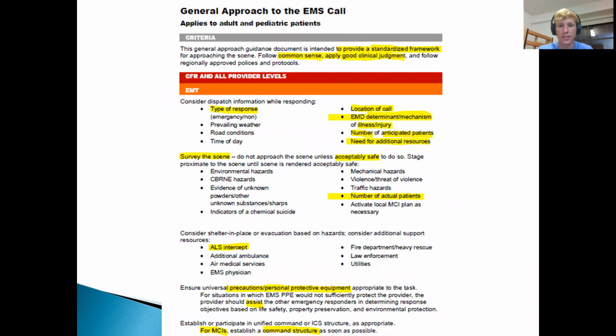As a general approach, this is as per the protocols. I've highlighted sections that I think are important. Type of response, patient call, mechanism of injury or nature of illness, number of anticipated patients, and additional resources. Survey the scene, make sure it is acceptably safe to do so. Consider any biological and environmental hazards, power lines down, snow, anything to do with that. And the number of actual patients. ALS intercept is always considered, and using the proper PPE.